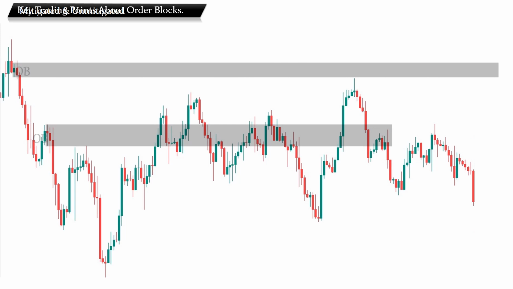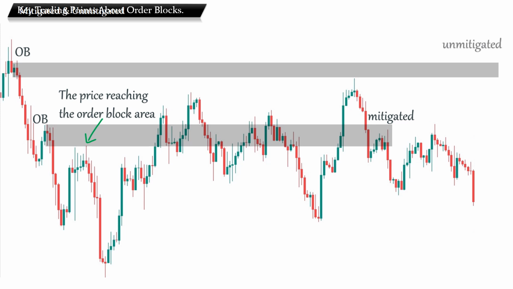Order blocks are categorized into two types, mitigated and unmitigated. Whenever the price reaches an order block area, that area is considered mitigated. An order block that the price has not reached is referred to as unmitigated.